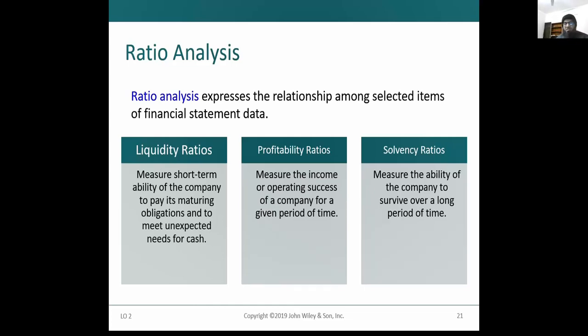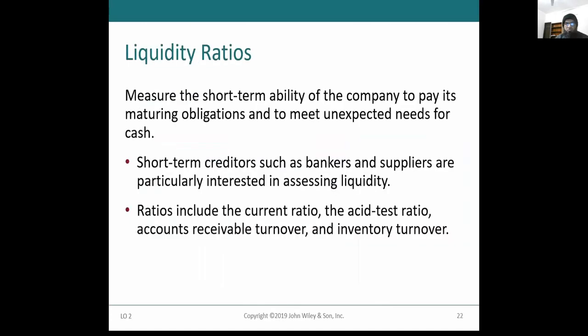So broadly, different authors classify ratios in different segments. The author of our course book has discussed ratios under three groups: the liquidity ratios, profitability ratios, and solvency ratios. And we have gone through some of the ratios already while we were discussing other deeper issues in accounting. So let's see what the liquidity ratios are.